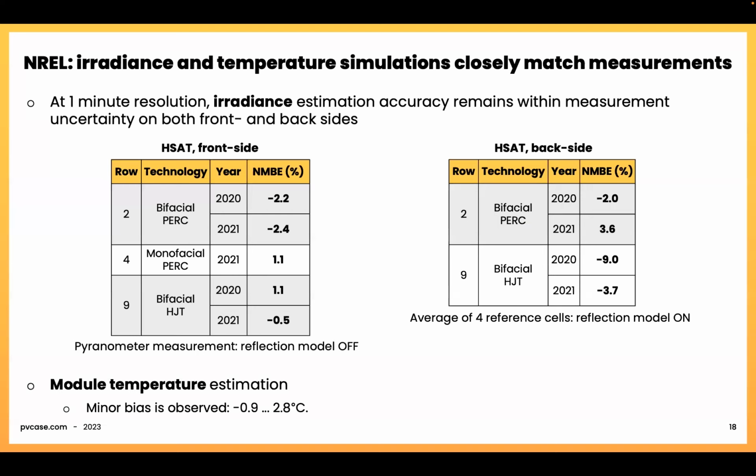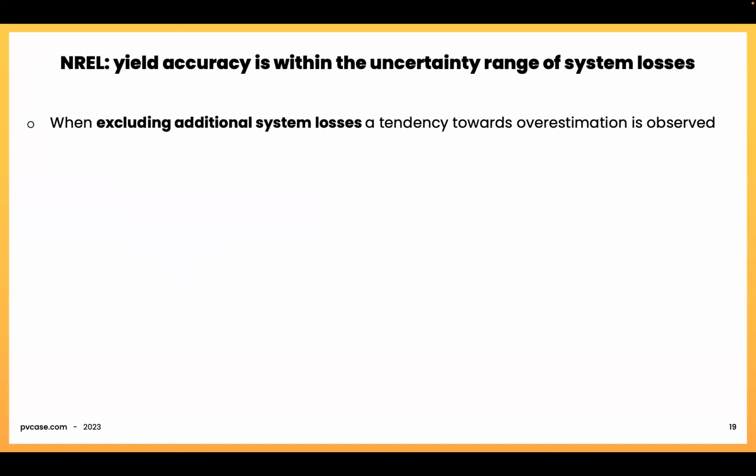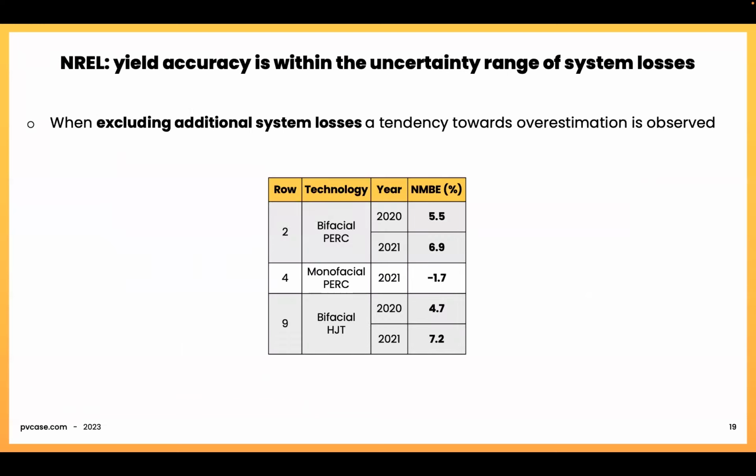Then in terms of temperature, in this case, we have information for the 4 systems, and we found that the errors are more or less consistent with what we had from the DTU study. So maximum bias was about 3 degrees. And finally, in terms of yield, again, we're excluding system losses. When we look at the errors that we're obtaining for most of the systems, you can see that the overestimation that we're giving is more or less in the range of these expected system losses.